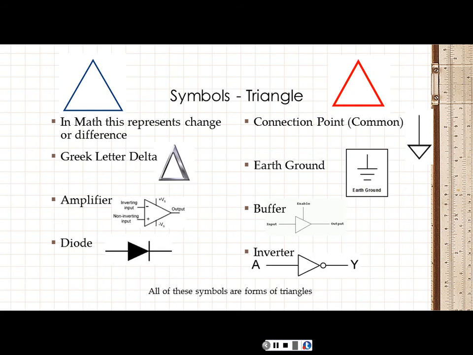That's an operational amplifier. We use these symbols for devices called diodes. We use a symbol for a device called an inverter. We use a symbol for a device called a buffer. We use a variation of the symbol for what we refer to as earth ground. We use a variation of the symbol for something that we refer to as common. And I'm sure there's a few more. Especially in electronics, we use this delta symbol a lot.